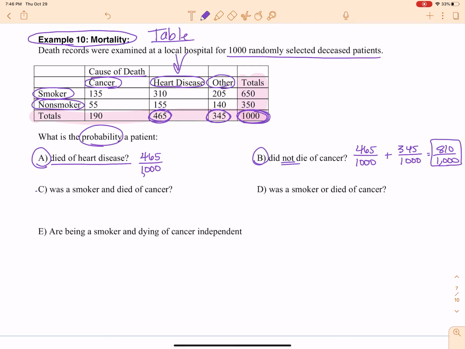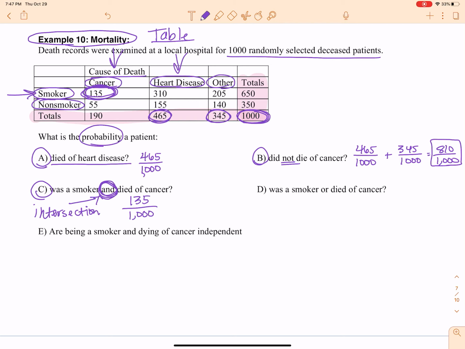All right, C, what's the probability that a patient was a smoker and died of cancer? Okay, and is going to be an intersection in your table. That's what and is. That is an intersection. So what I'm going to do is find the intersection of being a smoker and died of cancer. So here's cancer right here, that's this column, and smokers row is this one. So I'm looking at that 135 out of 1,000. That's how I do that.